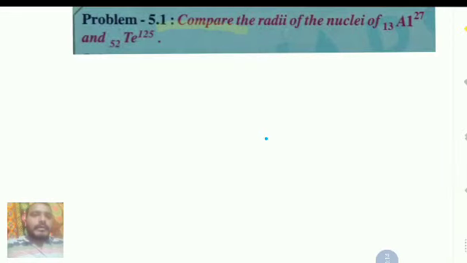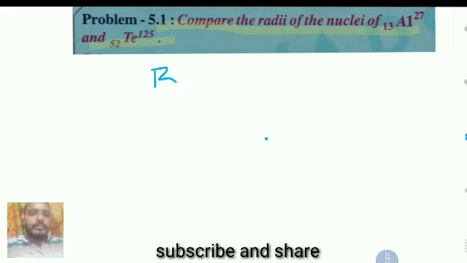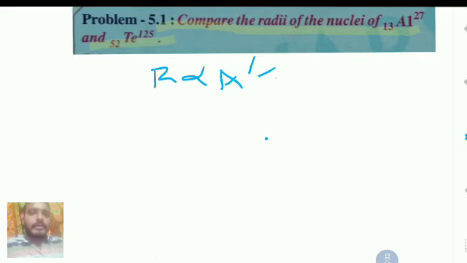Compare the radius of the nucleus, aluminium and tellurium. So he is asking to compare the radius of the nucleus. The nucleus radius formula is r proportional to A to the power of 1 by 3. It is the formula: r is equal to r naught A to the power of 1 by 3.